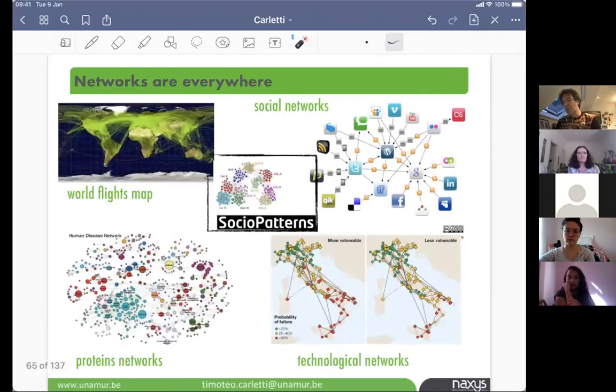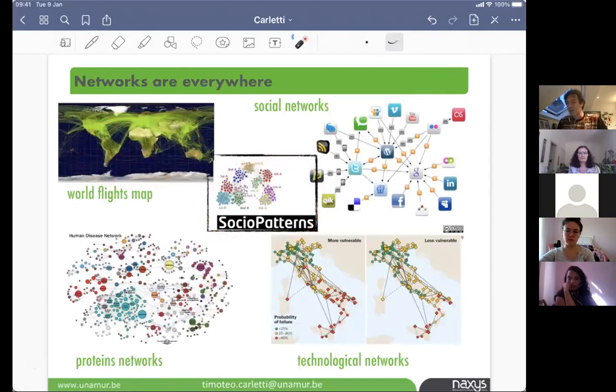So you can have very different kinds of networks. I show just this: this is the worldwide flight map. This is social patterns. There is a network constructed for children at school, I think it's a school in France, where they attach to each child an RFID tag that allows measuring how long a child communicates in front of another.